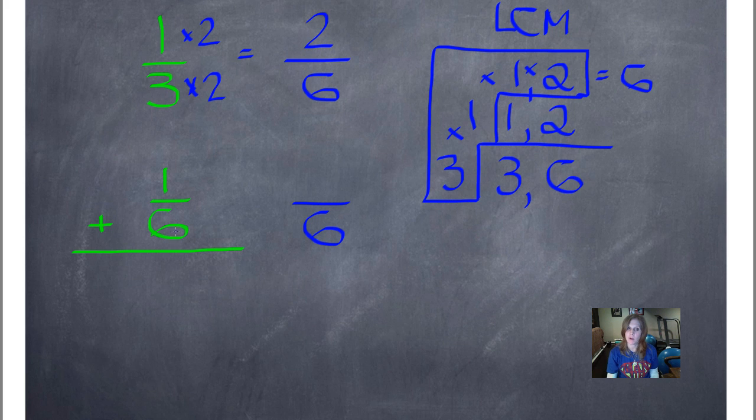Now I'll do this. What do I do to this 6 to get 6? And I'm going to multiply by 1. 6 times 1 is 6, so 1 times 1 is 1. That's right, the equivalent fraction of 1/6 with a denominator of 6 has to stay the same, 1/6. Now I'm ready to add. My denominator stays the same, then I add my numerators. 2 plus 1 is 3.